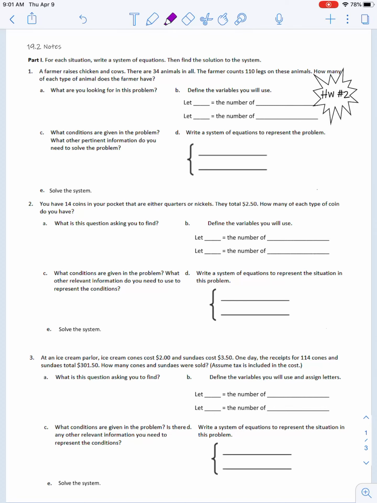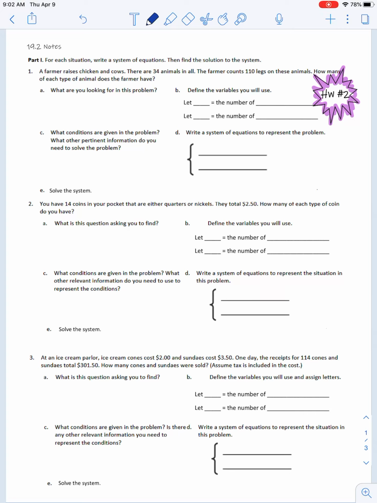Hey guys, lesson 19.2 is continuing our work with systems of equations. Today we're really going to focus on writing the system from the word problem and then solving using either a graph or number sense. The first thing I want to point out is that you have this little starburst here. What that means is that when you're doing 19.2 homework, you should be looking at this example to help you. Okay, so here we go.